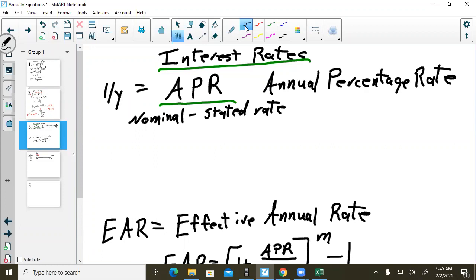All right. But our nominal rate. Now, Malcolm, you touched on this a little bit. How do we get our nominal rate? How do they get that APR, their stated rate? Anybody know?